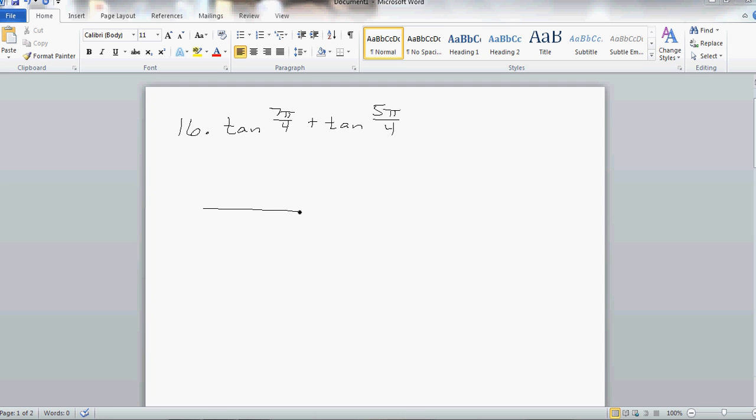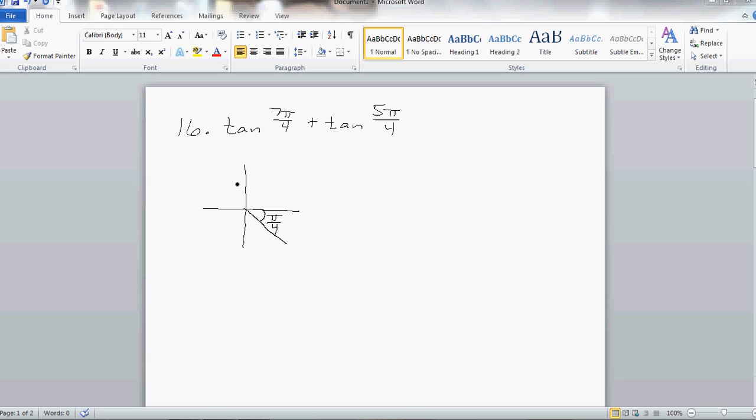Okay, we need our drawing. 7 pi over 4. Well, that doesn't quite make it all the way around to 2 revolutions, so that's going to end up here. We have to find our reference angle. We fell short by pi over 4, so the reference angle is pi over 4.